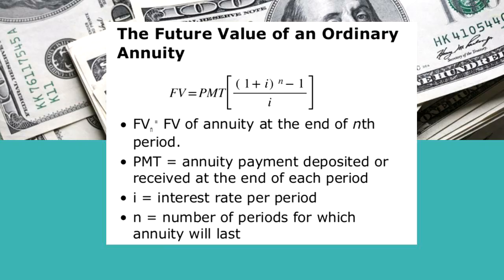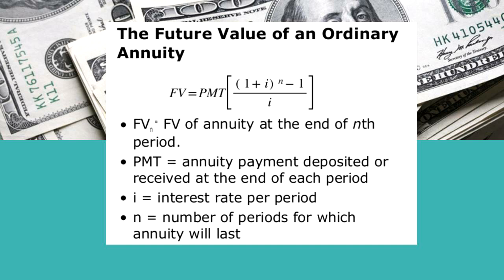This is the first formula that we're going to be tackling in terms of an ordinary annuity. FV stands for the future value. So the future value is computed by taking the payment and multiplying it by this quantity, 1 plus the interest rate, and that interest rate is per period. So if it was an annual interest rate and you were depositing monthly, it would be the annual interest rate divided by 12. Minus 1, to the nth power, and the nth is the total number of periods.